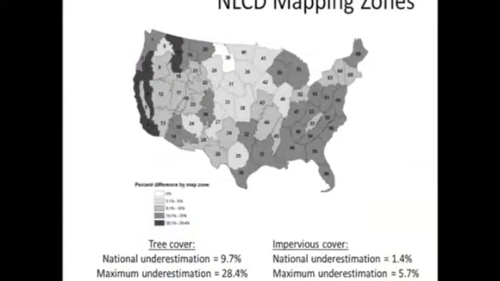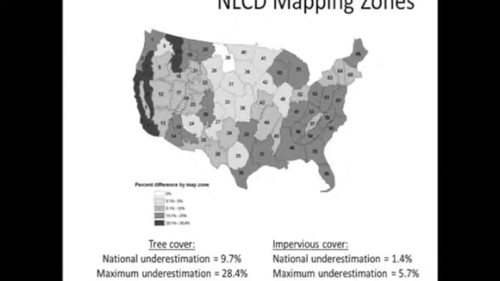Again, they did divide up the country into mapping zones, but as Dave Nowak and his crew out of Syracuse has shown, there is known underestimation for both tree cover and impervious cover. And within each of these zones, they've actually come up with adjustment factors, which allow you to get an idea of the degree to which the canopy cover, for example, is off.